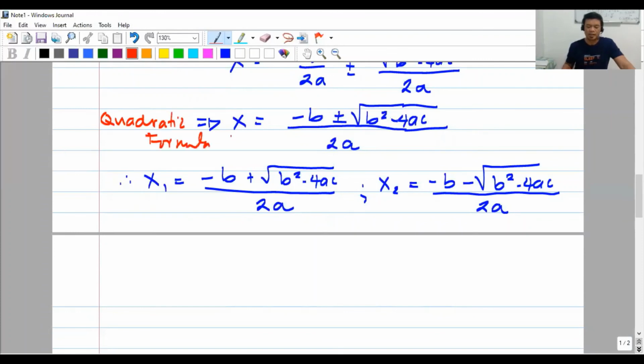Okay, so I have shown you how the quadratic formula is derived using completing the square.